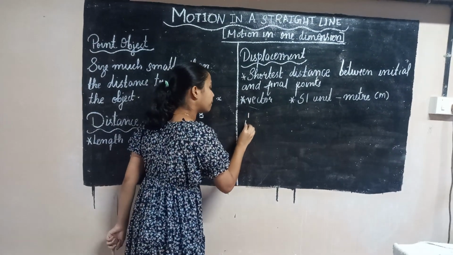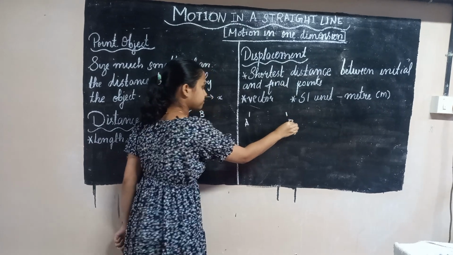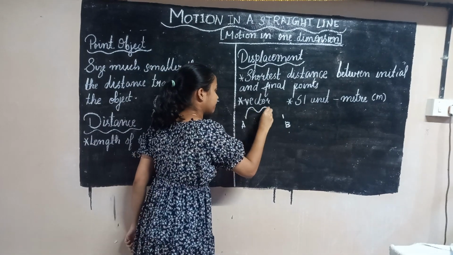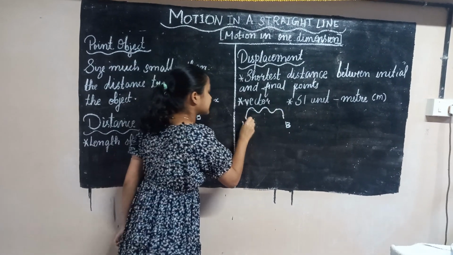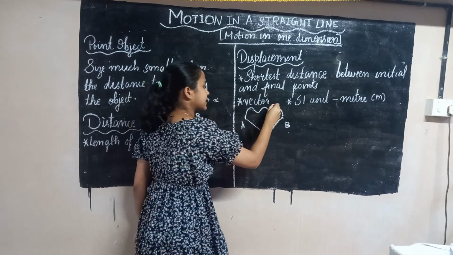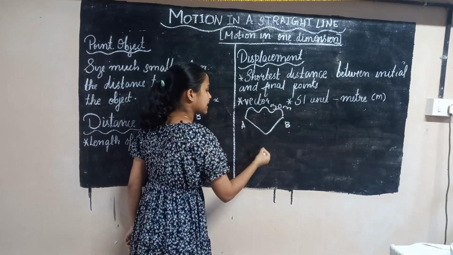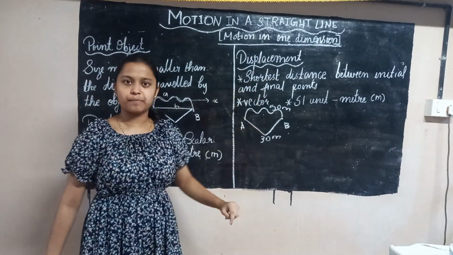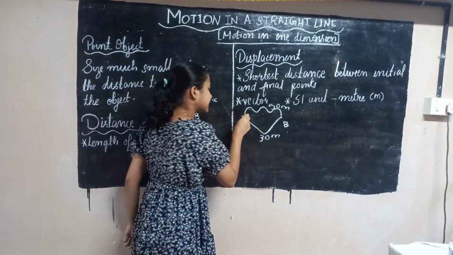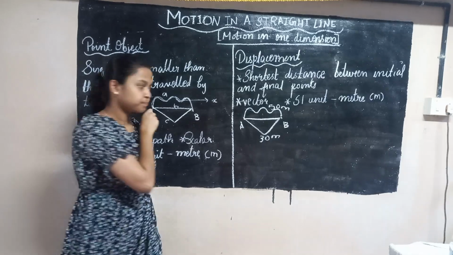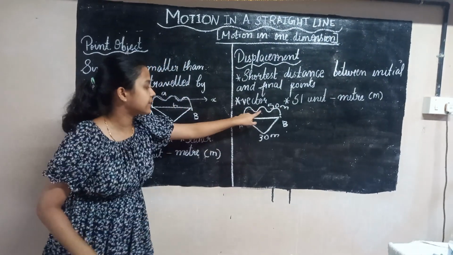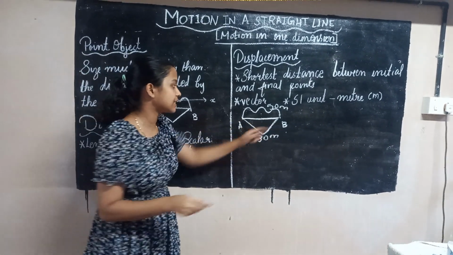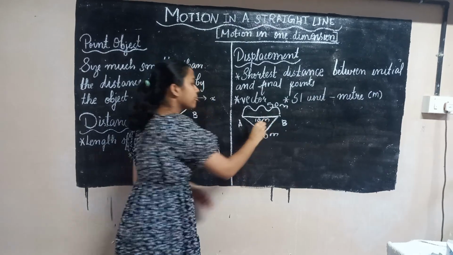Again, we are considering 2 points A and B. Say I've travelled like this in a wavy pattern as well as like this. Here the distance is about 50 meters, and here the distance is 30 meters. But displacement is the shortest distance between initial and final position, and the shortest distance is the straight line. In this case, there are 3 different distances, but there is only one displacement, that is the shortest distance, and we are considering it as about 10 meters.